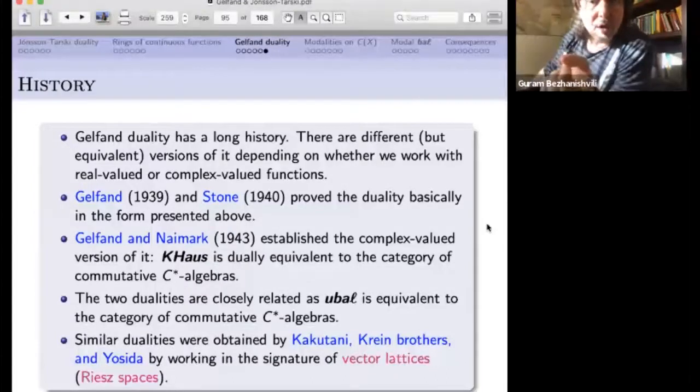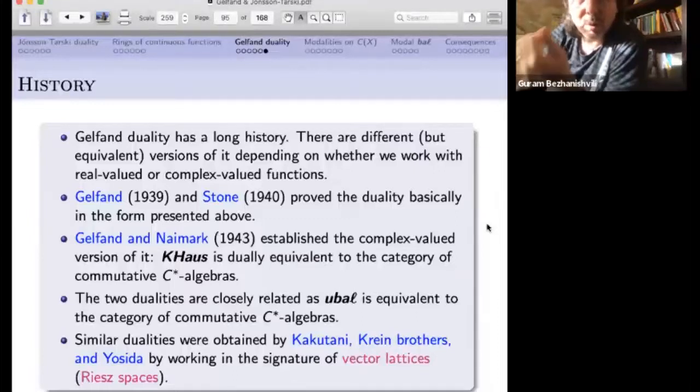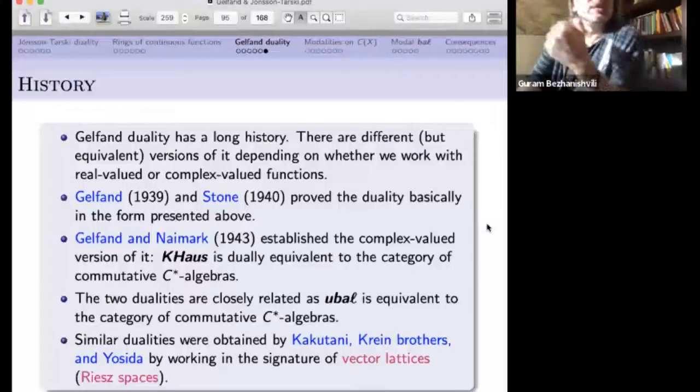What's missing from this history is the work of Kakutani, the Krein brothers, and Yoshida. They worked with a different signature. They didn't take the ring multiplication at all. All they wanted to work with was the vector space structure, and then they only added an order. When you work with uniformly complete such objects, these are known in the literature as vector lattices or Riesz spaces. Then the multiplication is recoverable, because these objects also become exactly C(X) for some compact Hausdorff space X, and multiplication becomes definable, because you can think of elements as just functions into R and define multiplication that way. So this is the history behind these things.